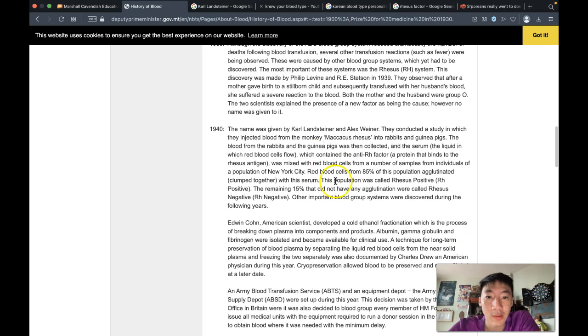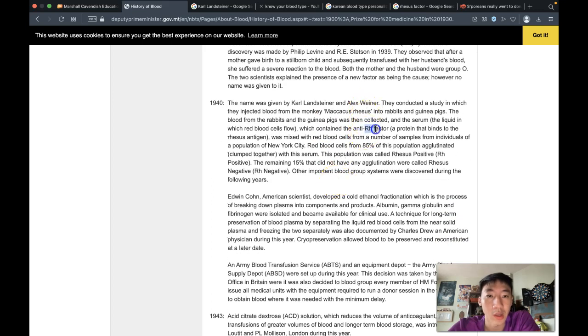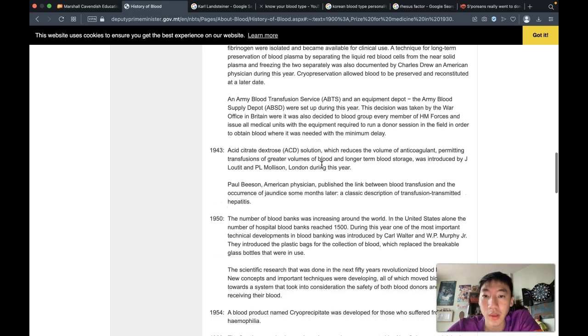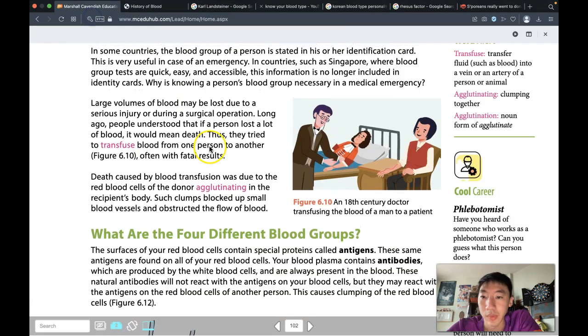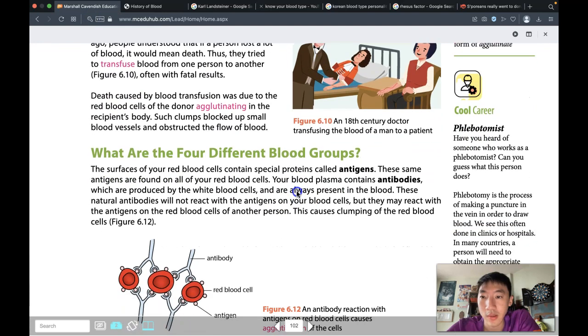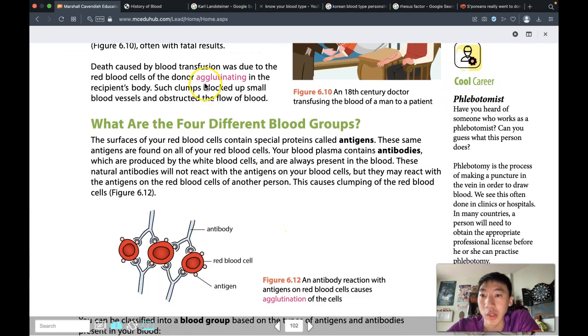After that, there was also this factor called the Rh factor, which we'll talk a bit more about in class. But this is not tested for you guys. Okay, so why were people dying from blood transfusion? It's because of this thing called agglutination.